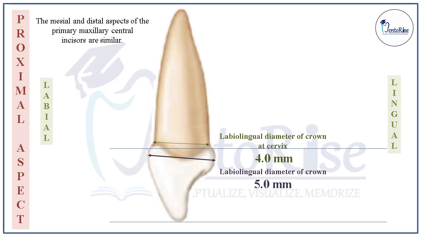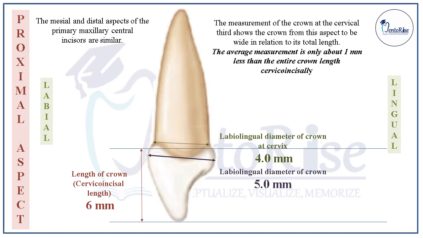If we compare the labiolingual diameter of the crown with the length of the crown, then the labiolingual diameter of the crown is just 1 mm short of the length of the crown, indicating that the crown is wide in relation to its total length. It is because of this that the crown appears to be thick at the middle third and even at the incisal third.